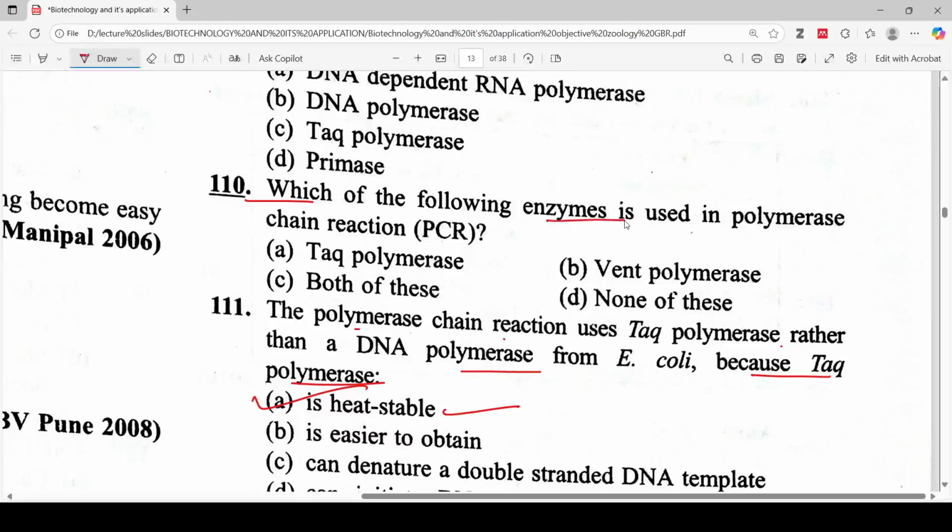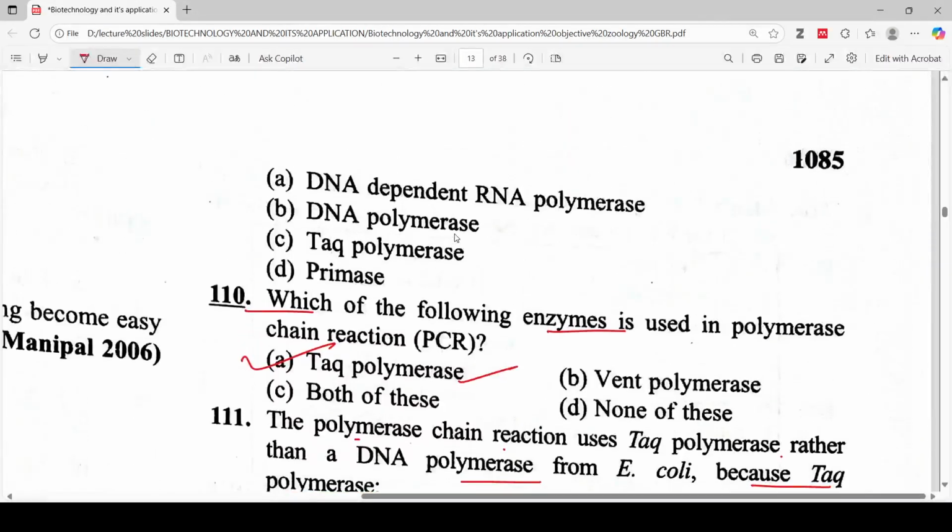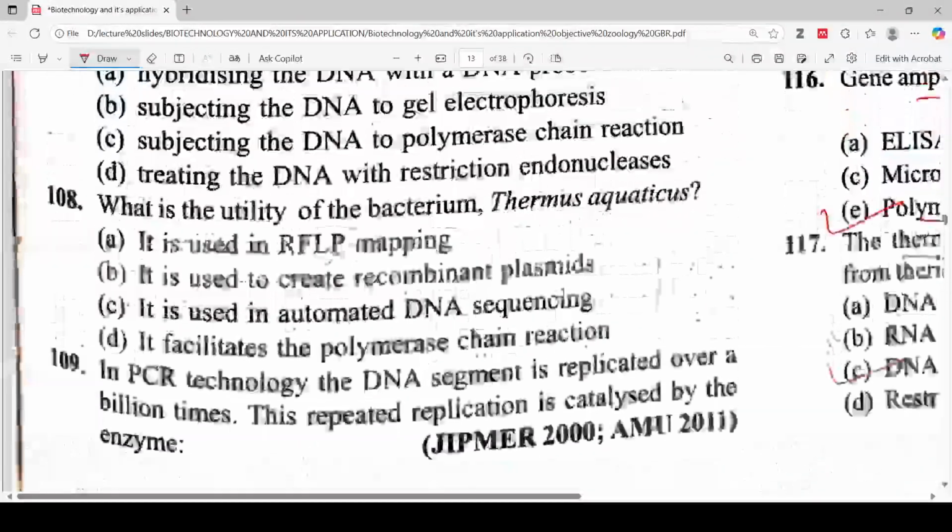Which of the following enzyme is used in polymerase chain reaction? So Taq polymerase is used in polymerase chain reaction. So next question, let's move to the next question here.